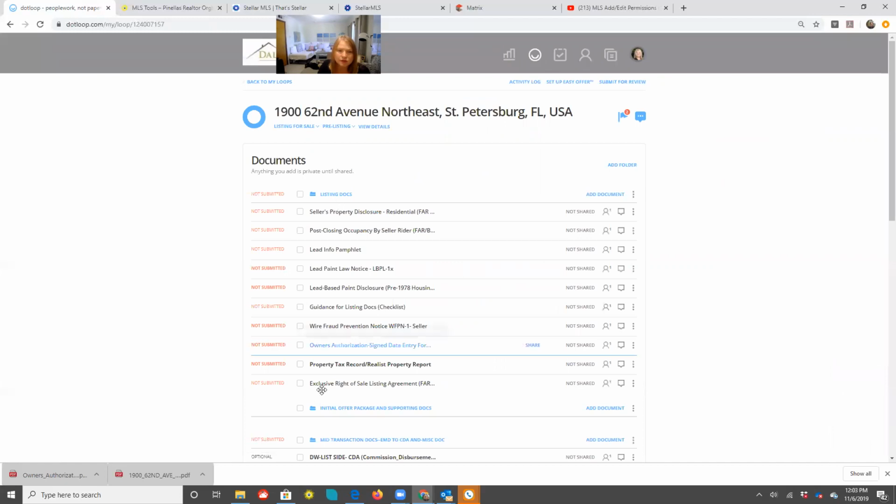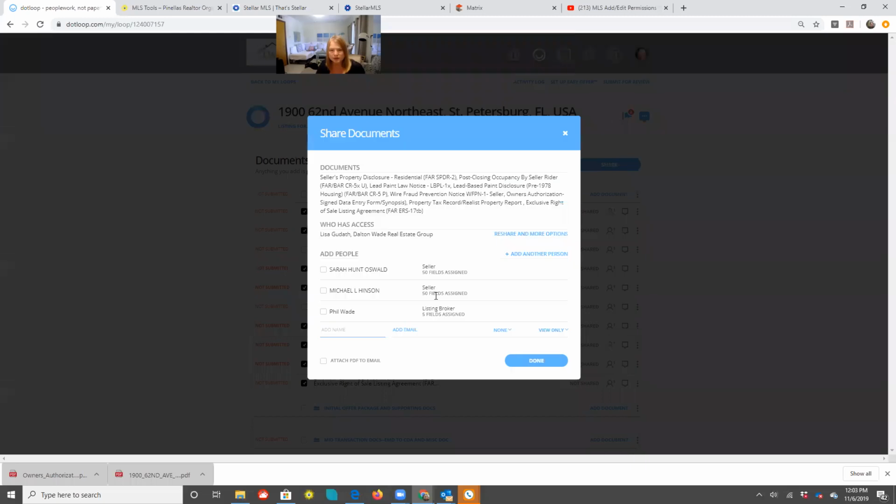To share all of these with your client, the things that you want them to sign, I don't know if you need to send them the... Definitely don't need to send them your guidance for listing docs. You would have sent them everything else, and then this comes later. And you just hit share. And it's going to know who to share it with. System's pretty smart. It can see who needs to sign this stuff. I'm not really going to send it over.